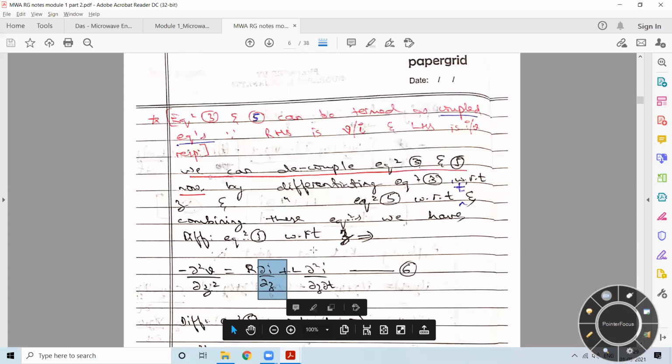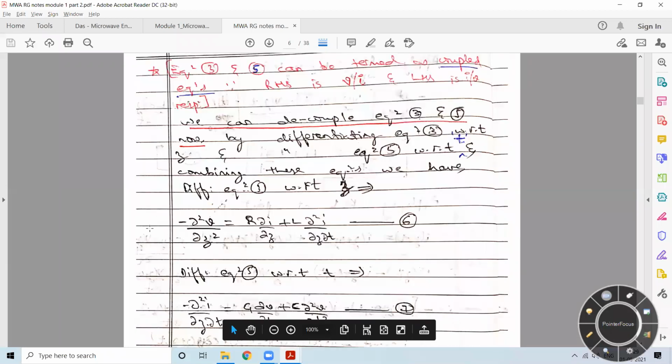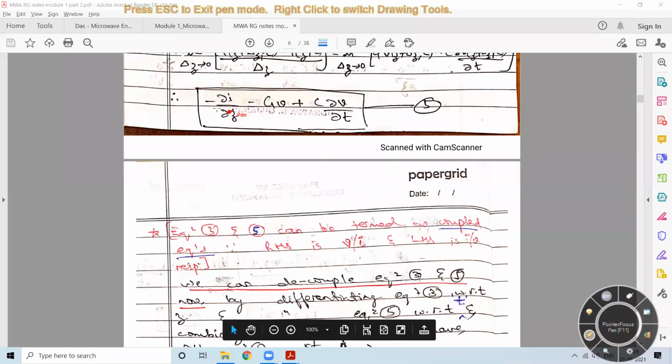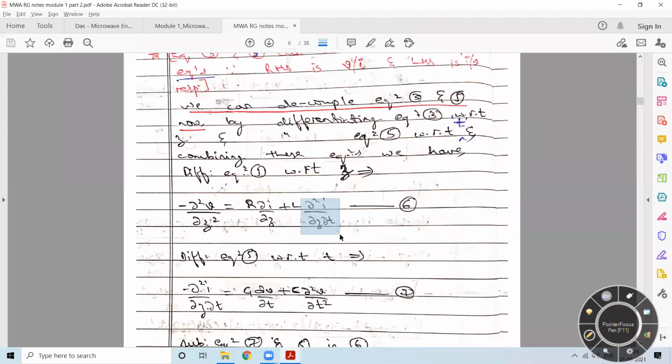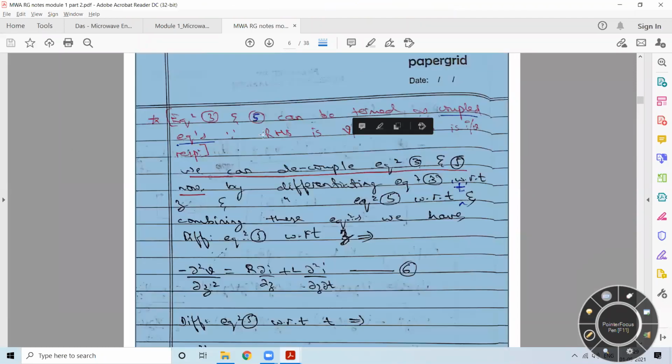But what about the other parameter? In this equation, I have got ∂²I/∂z∂t. I know that ∂I/∂z is given by this. So now I differentiate this equation with respect to t. When I do that, I'll get ∂²I/∂z∂t, so I'll be getting a replacement for this one, entirely in terms of ∂t.